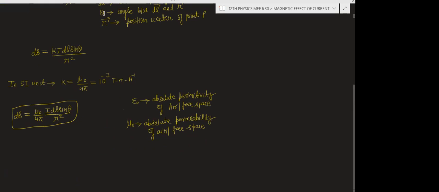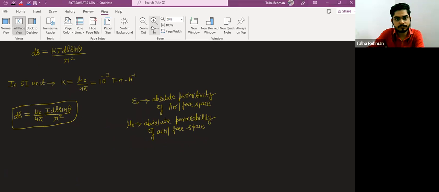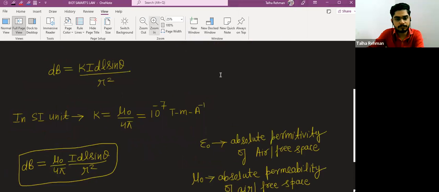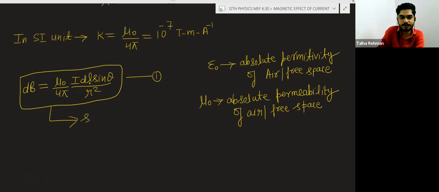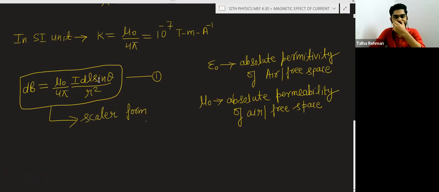Very good. So now this is the first formula that you have to remember. With the help of this formula, you will only get the magnitude of the magnetic field, and this is the scalar form of the Biot-Savart law. Why scalar form? Because you are only getting the magnitude.